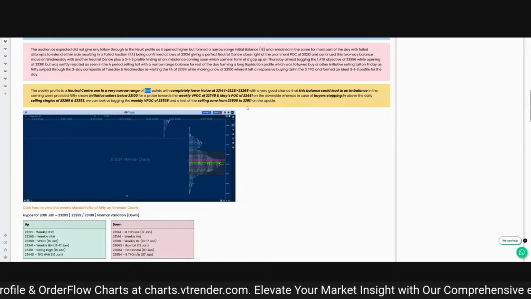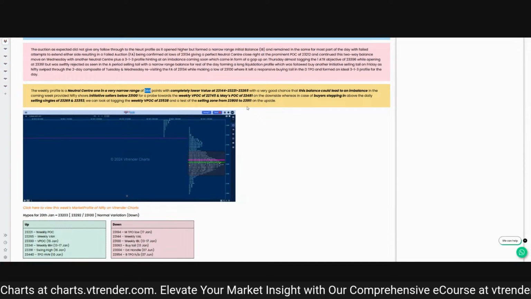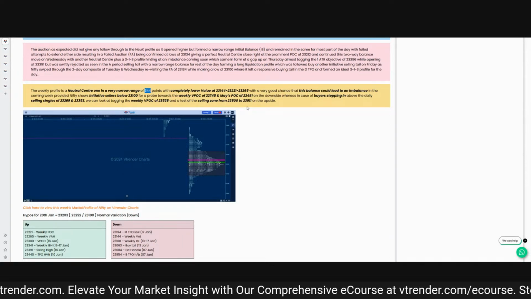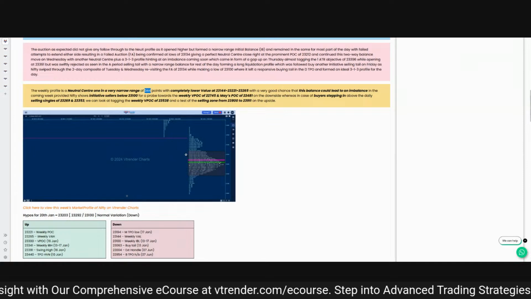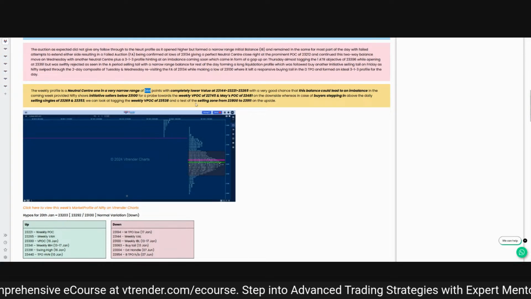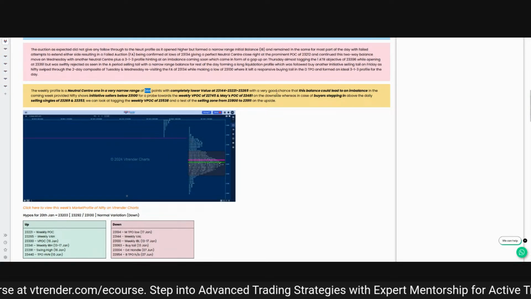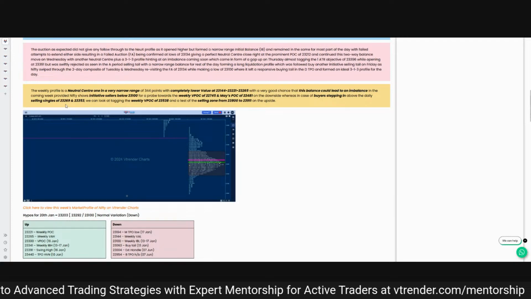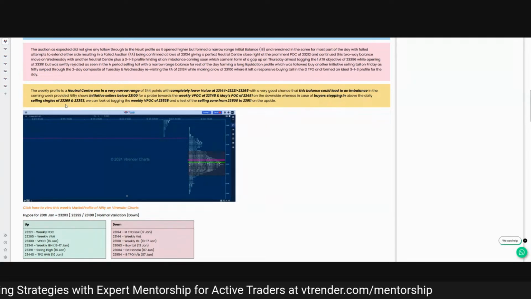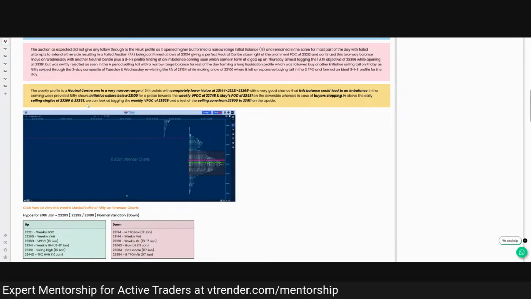So the week prior to that, we had a profile which went to the downside. So that imbalance kind of made way for a balance to be formed. So the value was completely lower. So we have a very good chance that this balance could again lead to an imbalance. That is what we look at in market profile and accordingly trade that imbalance.